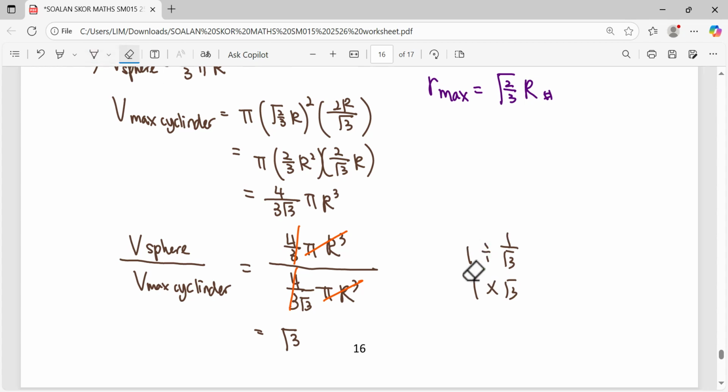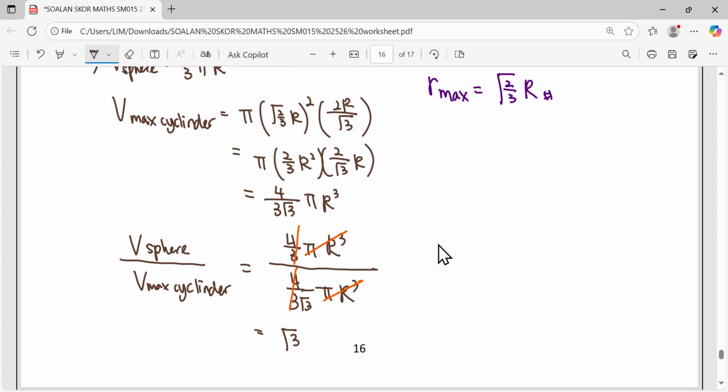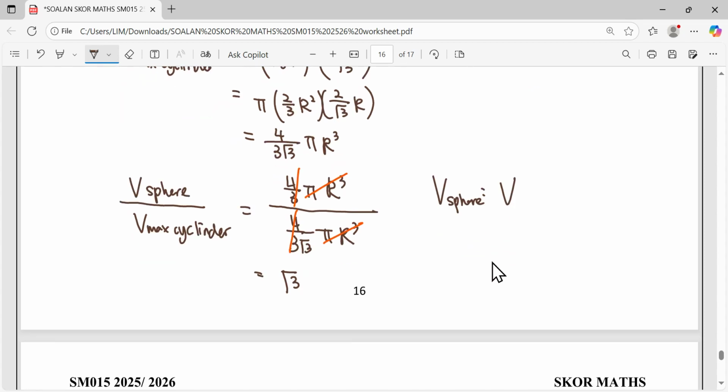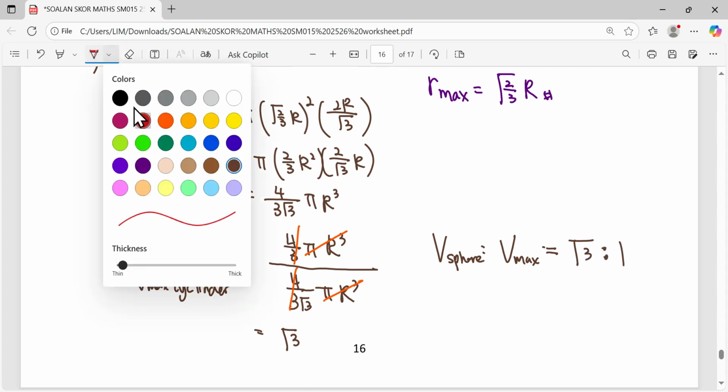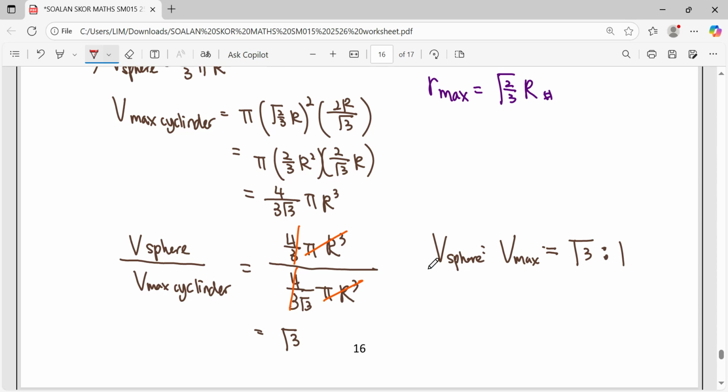Alright, so how do we write it as a ratio? This is our calculation, so let me write the ratio properly. Ratio of the volume of the sphere to the volume maximum equals 3. This ratio means 2 dots here, to 1. So the denominator is 1, so the ratio is 3 to 1. Then we come up to this.